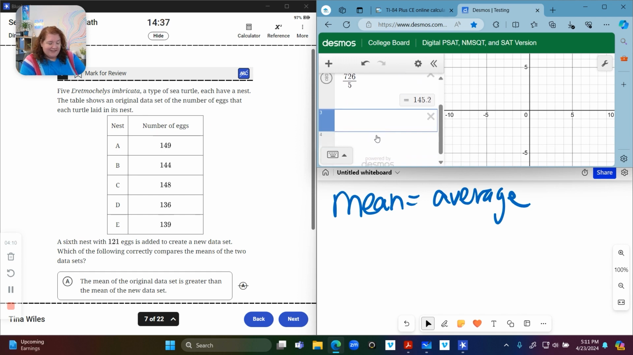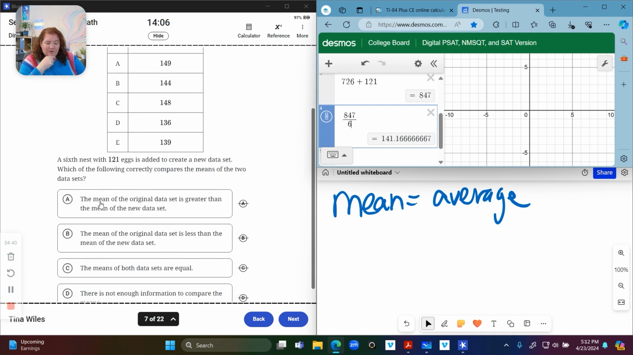Now I'm going to take that 726 that we had, and I'm going to add one more nest, which is 121. So my new total is 847 eggs. And to find the average of that set, I'm going to divide it by 6 now because I have 6 total. So that average is 141. It was 145. So the mean of the original set, 145, is higher than the 141. So the mean of the original data set is greater than the mean of the new set. A is the correct answer.